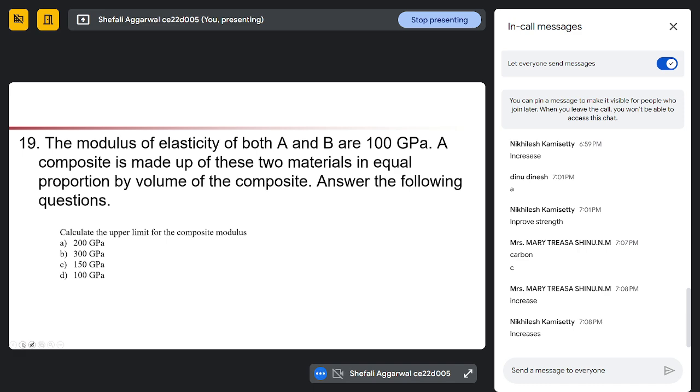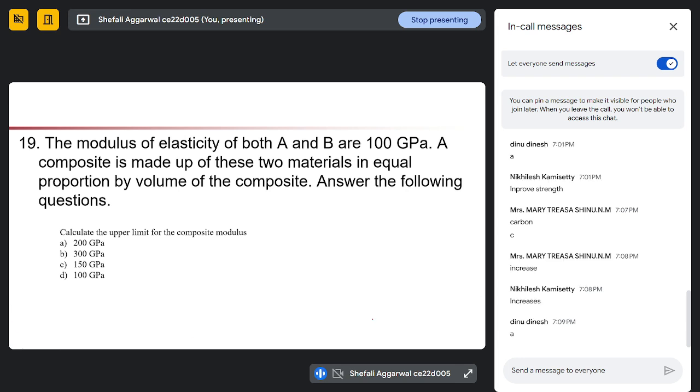Last question: the modulus of elasticity of both A and B is 100 GPa. A composite is made up of these two materials in equal proportion by volume of the composite. Answer the following question. Calculate the upper limit for the composite modulus. So you can take 5 minutes to calculate this. We have to calculate the upper bound. You remember the formula for upper bound? Okay, I will put the formula here.